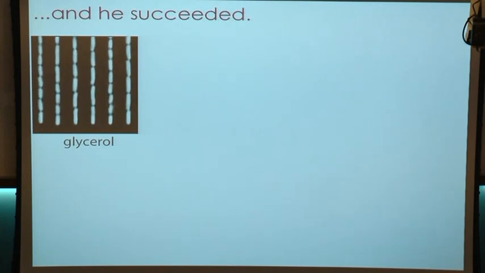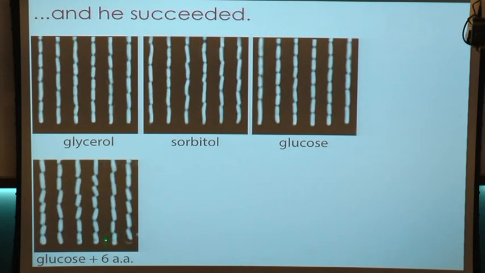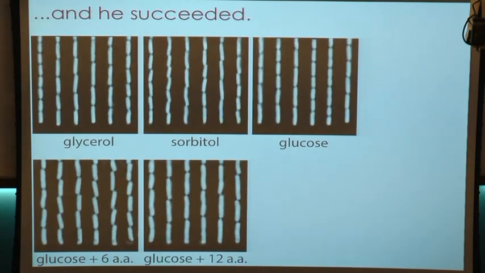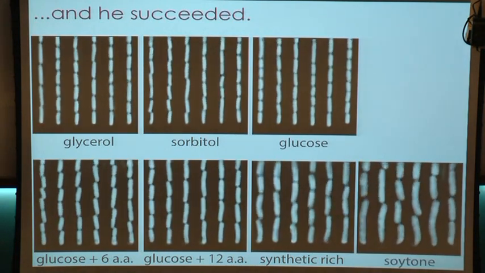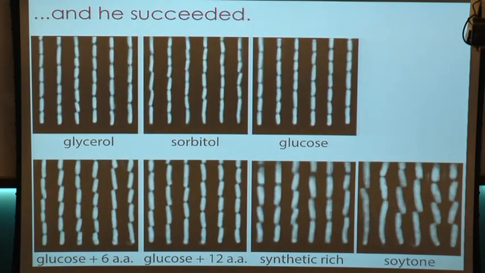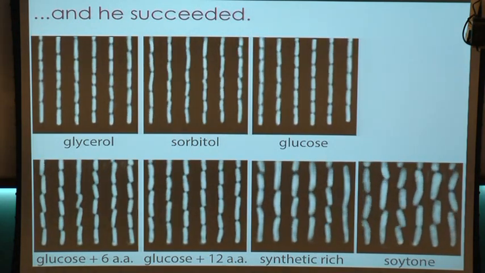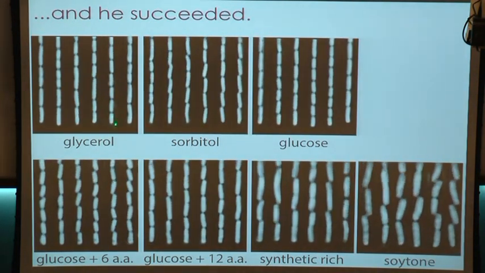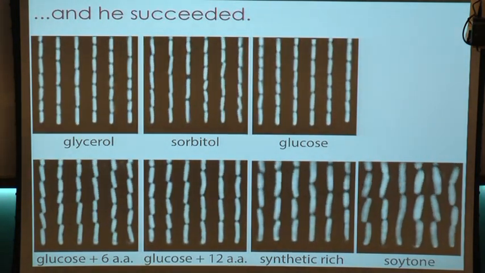As you can see here, these are E. coli cells growing using glycerol as a carbon source, sorbitol as a carbon source, glucose with 6 amino acids, glucose with 12 amino acids, synthetic rich medium, and this is the soytone I was talking about, with 17 minutes of generation time. These are all isogenic cells, so they have exactly the same genetic sequences, okay? But look at this. Just because you change their growth conditions, what a wide dynamic range of cell size and growth rate this simple organism can exhibit. Okay?